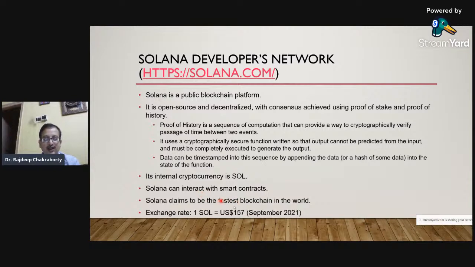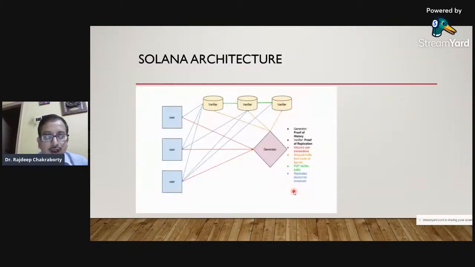As for the exchange rate, I just read that in September 2021 one Solana is about $157. So now it is very cheap, and gradually it will increase. This is the basic architecture diagram of Solana. If you are the user, these are the verifiers and this is the generator. The user first gives the block adding request or transaction to the generator. The generator relays this to the verifiers, who are actually the miners. They verify it and then send the block back to the user, so that every user can add this block to the blockchain. So this is the basic architecture of Solana.